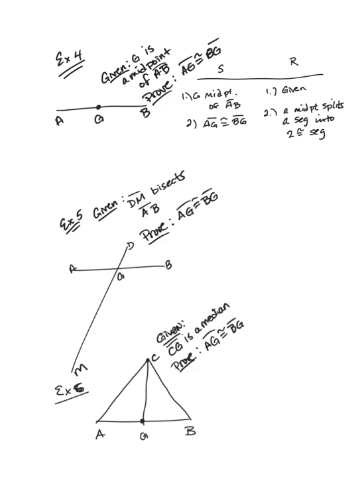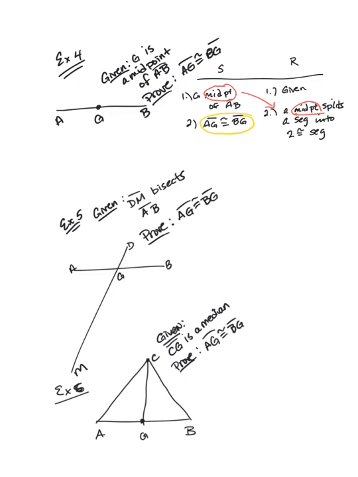So what happened here, kids, is I was given a midpoint. So when I gave AG congruent to BG, look at my reason. My reason was a midpoint splits a segment. Pay attention to the word that's given, because the word that's given is going to become your reason.